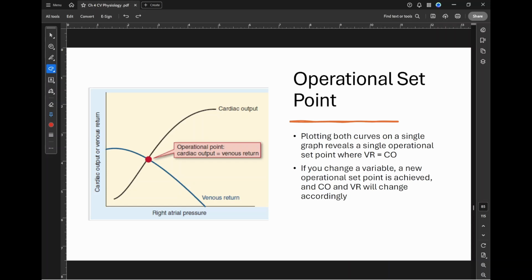Do you have a question? Yeah, so why does it matter when they match up? Because we have to know everything what's leaving the heart has to come back. So where the lines cross, that is the point that we're going to be at. That means that whatever's leaving matches whatever comes back in. That's all.